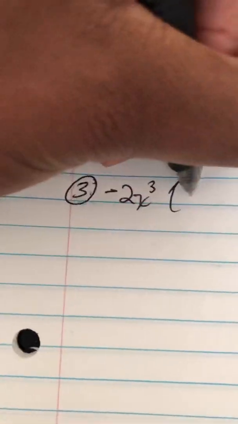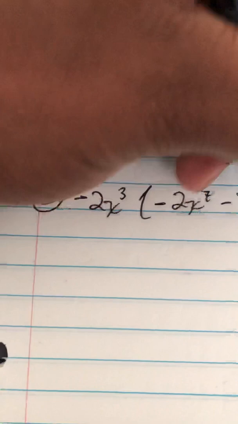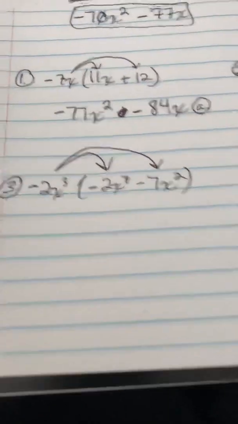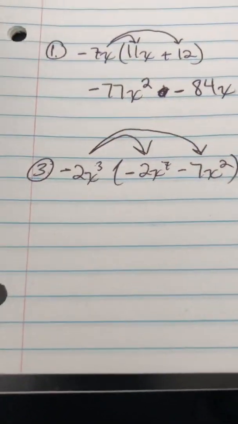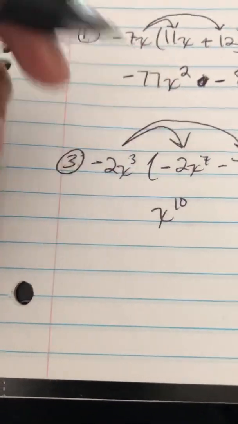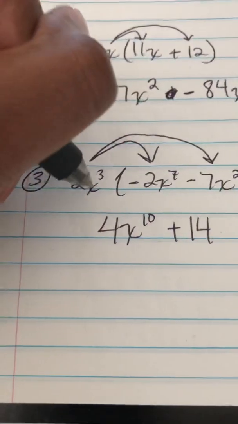All right. Negative 2x to the 3rd times negative 2x to the 7th minus 7x to the 2nd. Again, this times this, that times that. Now we have x to the 3rd and x to the 7th. That becomes what? Because we're adding 7 and 3, keeping the x to the 10th. Negative 2 times negative 2 becomes positive 4. Negative 2 times negative 7 becomes positive 14. And then x to the 3rd and x to the 2nd becomes x to the 5th.